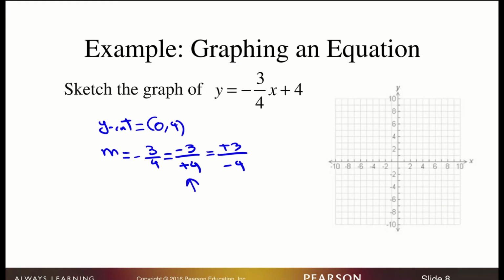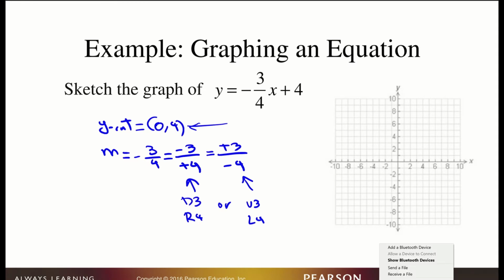If you interpreted it this way, then starting at this point, that's a great starting point because it's one of the points on the line, so as good as any other point to start with. Then you can go down 3, right 4 to get another point, or you can use this interpretation and go up 3, left 4 to get another point. Either way, you'll get your second point that you need to graph the equation.